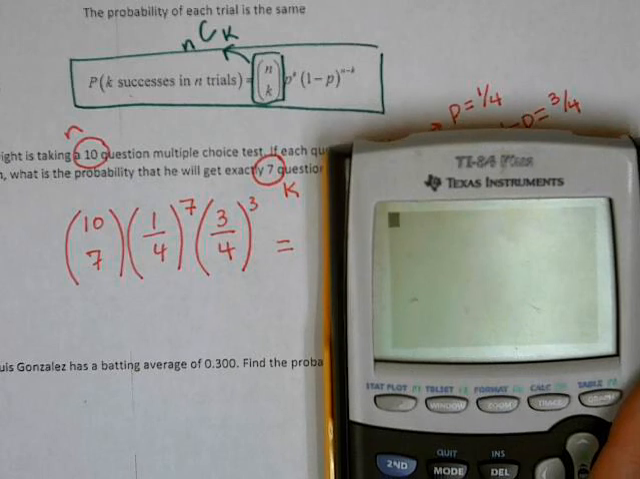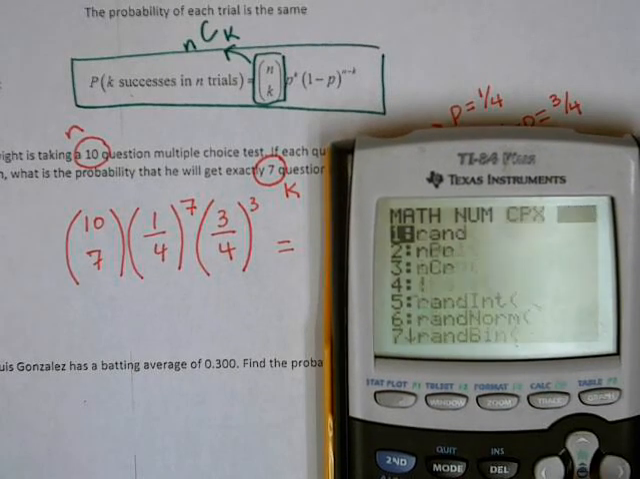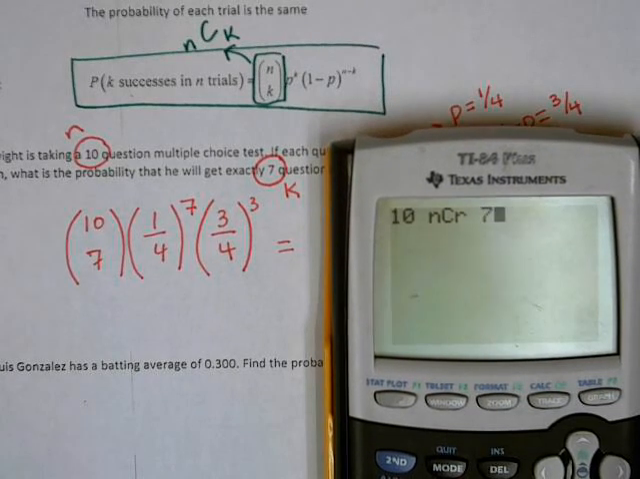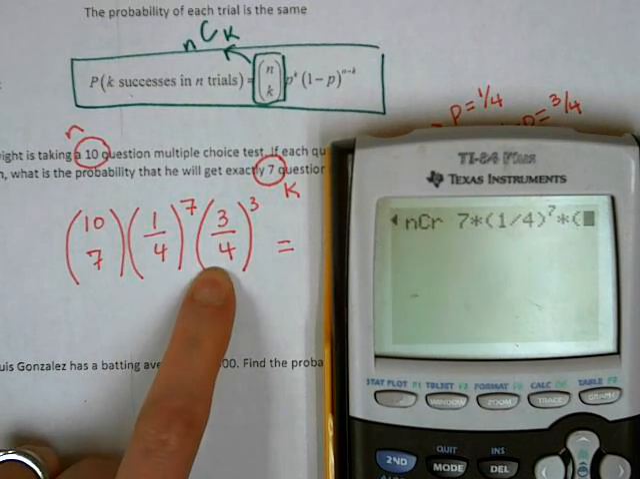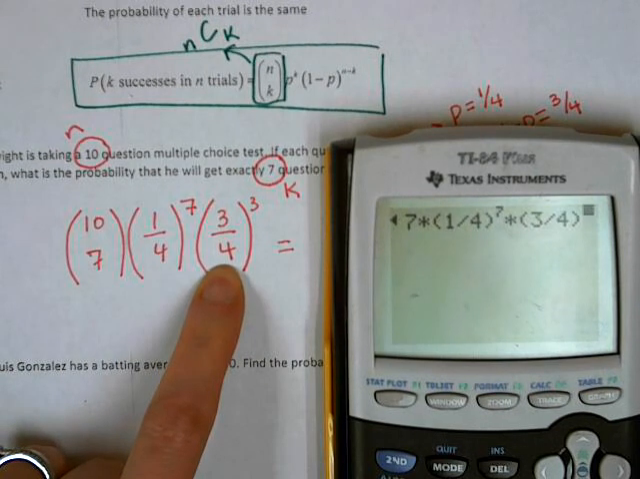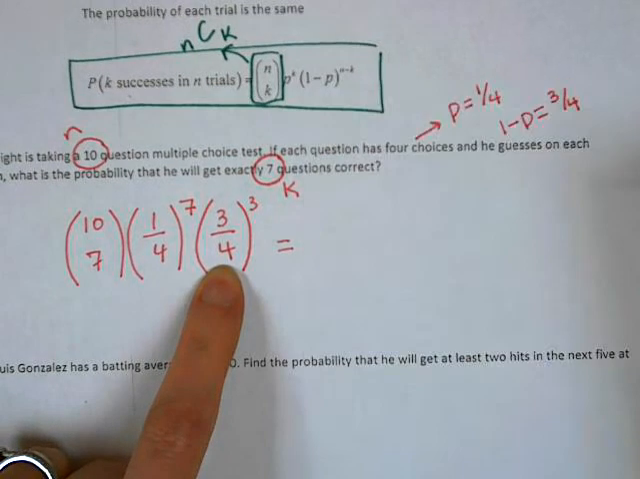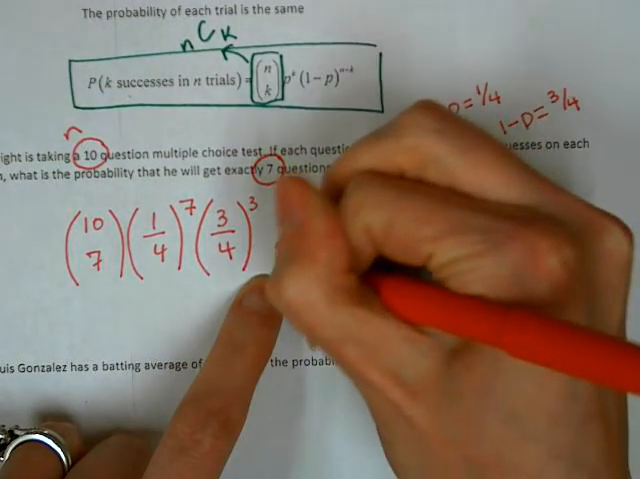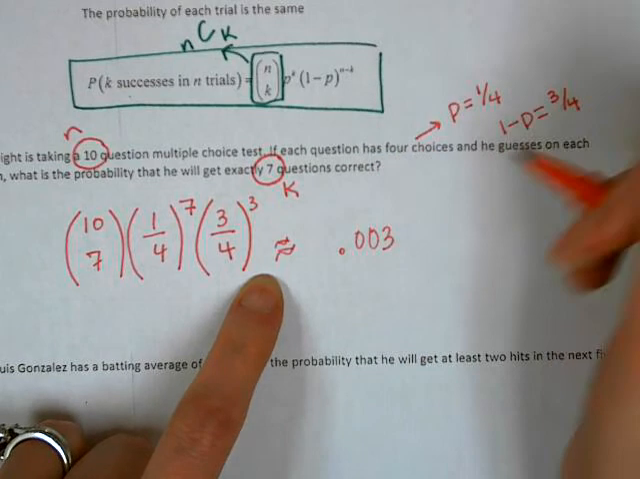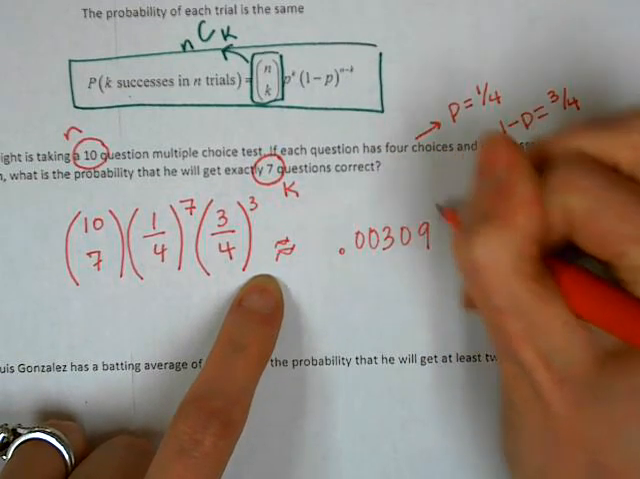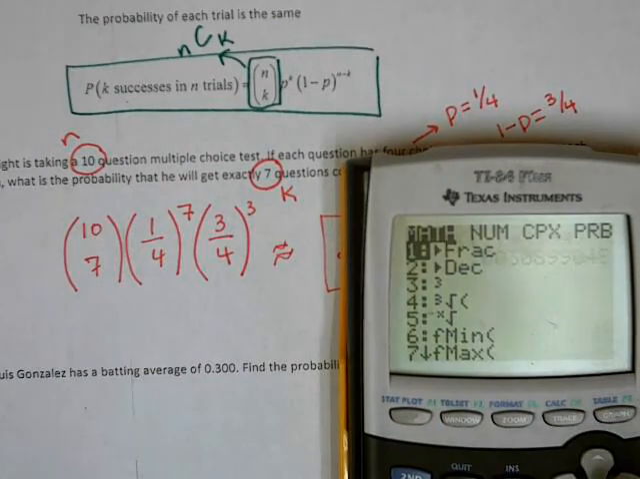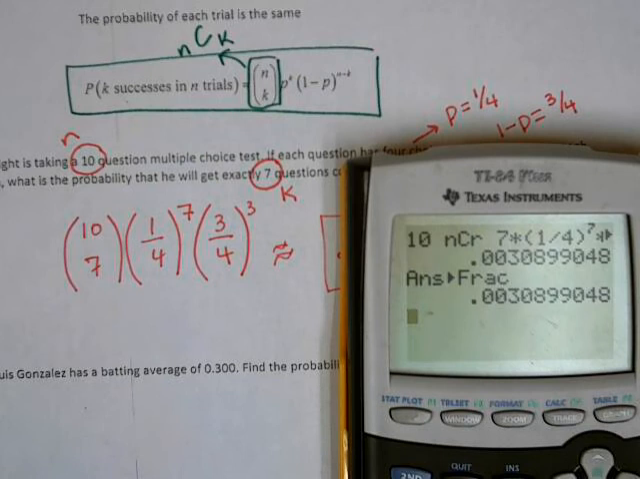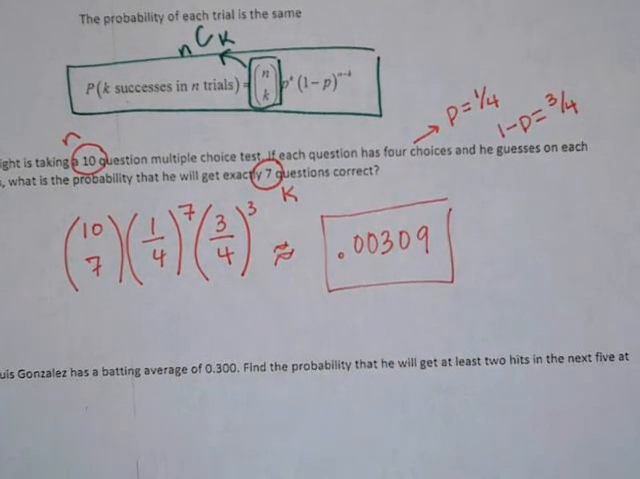All right, so we'll do 10 choose 7 times 1/4 to the 7th times 3/4 to the 3rd. And that is about 0.00309. Or you guys could hit math fraction and, sometimes they can convert it to a fraction, but we'll just leave it like that.